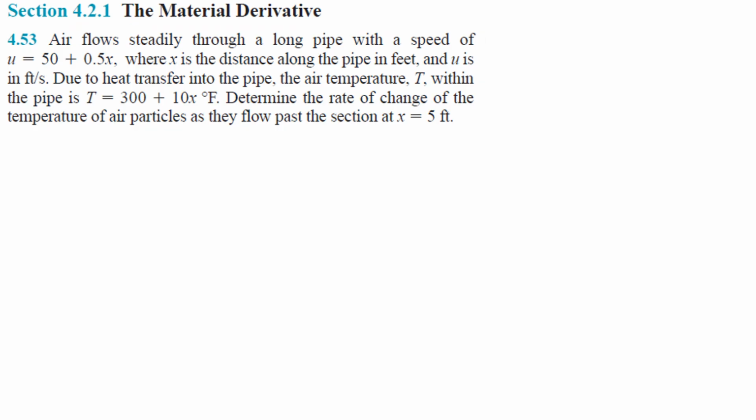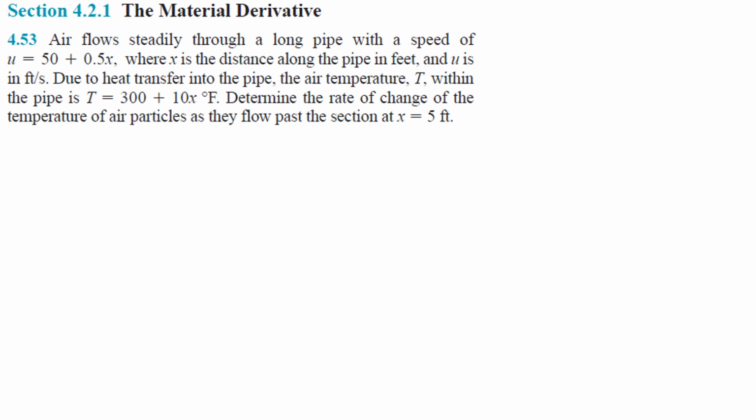So now this is a problem from your Munson book. The previous one was an example from your Munson book, and this is now a problem from your Munson book, 4.53. Let's read the statement. Air flows steadily through a long pipe with a speed of u equal to 50 plus 0.5x. So u is our x component of velocity, where x is the distance along the pipe in feet and u is in feet per second.